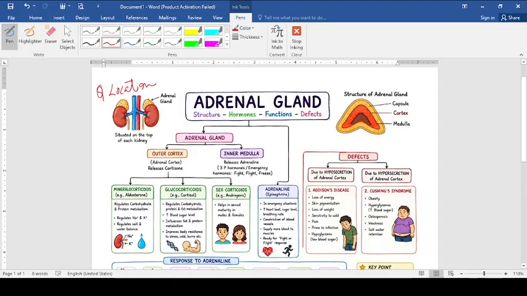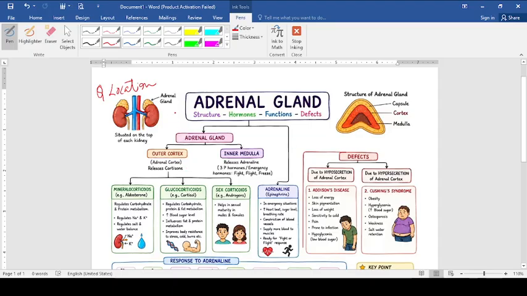So it is a cap-like structure, you can see here. We can say the adrenal gland is a small gland which is fitted at the top of the kidney. So, top of the kidney and cap-like structure. These two terms should be in your sentence to get the full 1 mark. So location, structure and function, these three things we will discuss here.